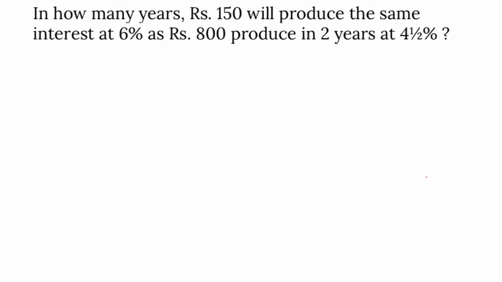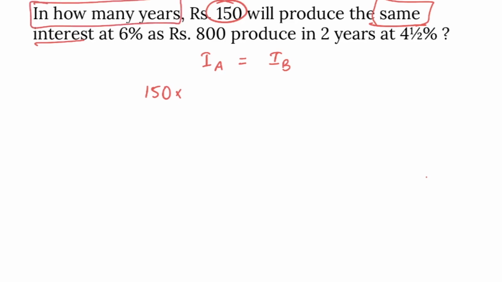In how many years will 150 rupees produce the same interest at 6% as 800 rupees produce in 2 years at 4.5%? Here the condition is that interest in the first case and interest in the second case are the same. So I is equal to PTR by 100, using that formula. Principal in the first case is 150. Time period is required, that is the question. In how many years will it produce the same interest? So time period T is required.